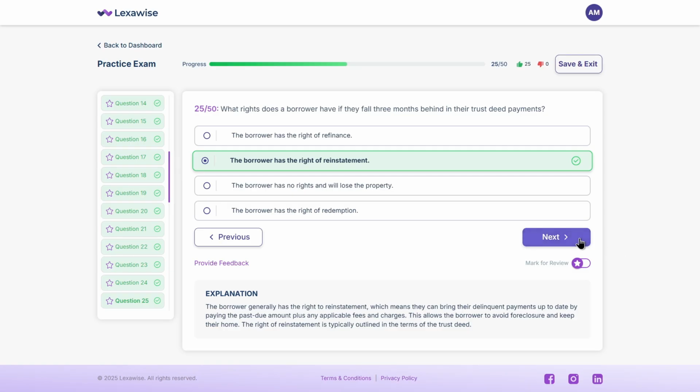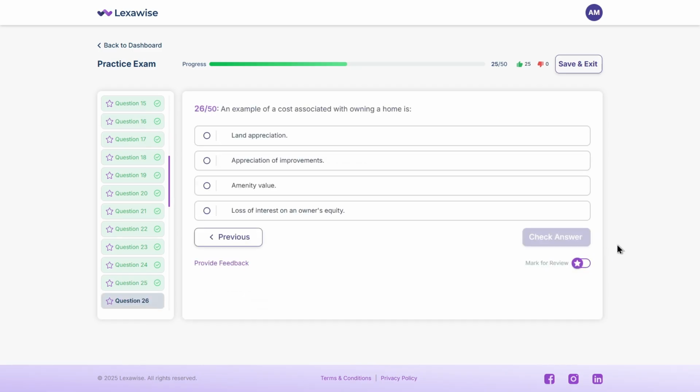Now here's another. An example of a cost associated with owning a home is A. Land appreciation. B. Appreciation of improvements. C. Amenity value. D. Loss of interest on an owner's equity. Take a moment to decide.